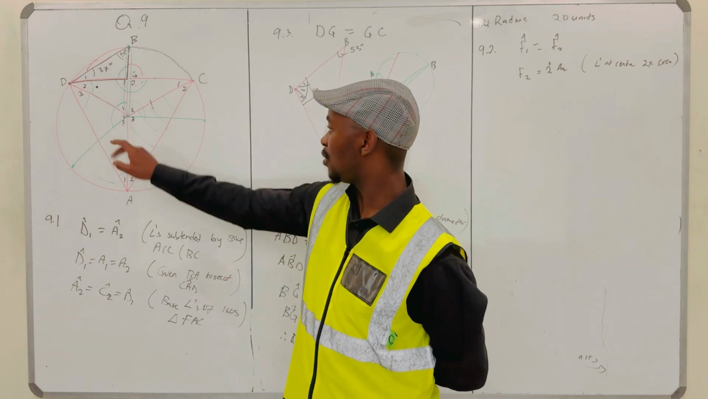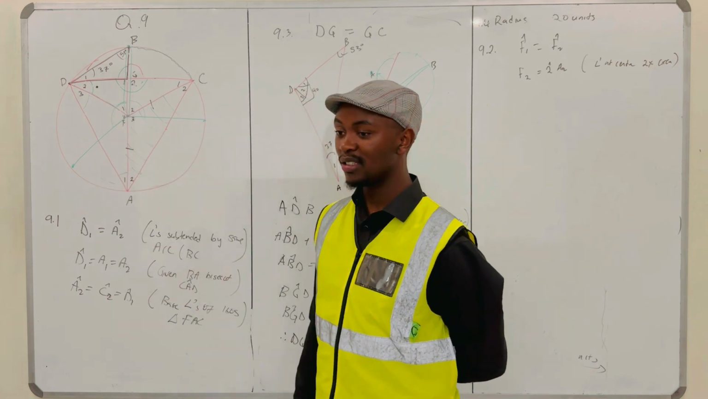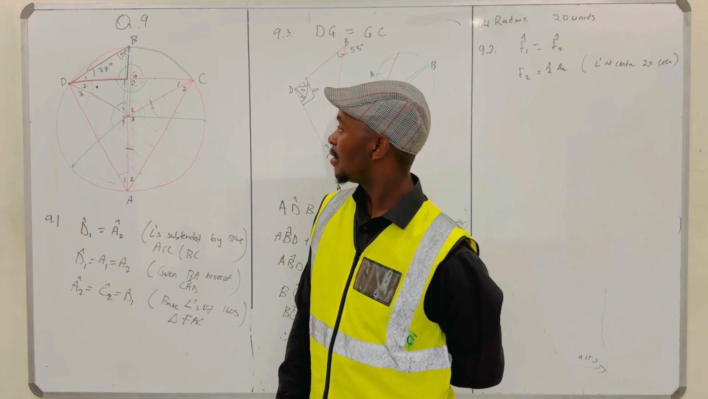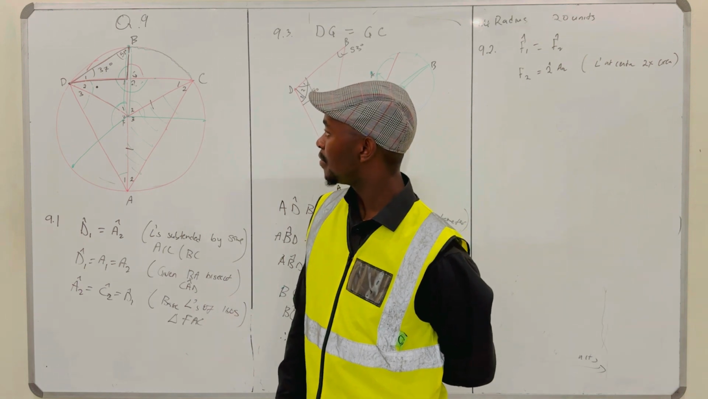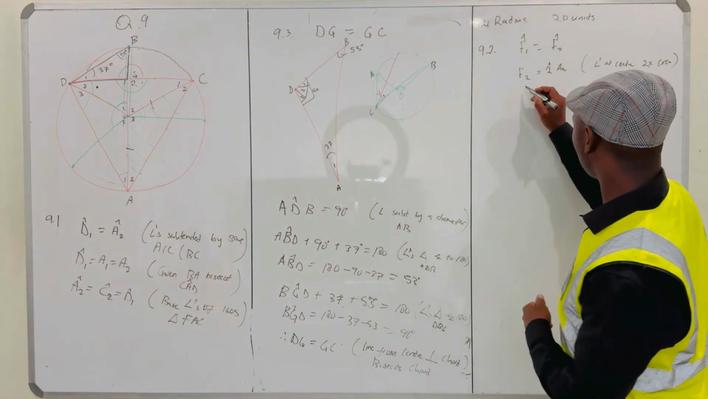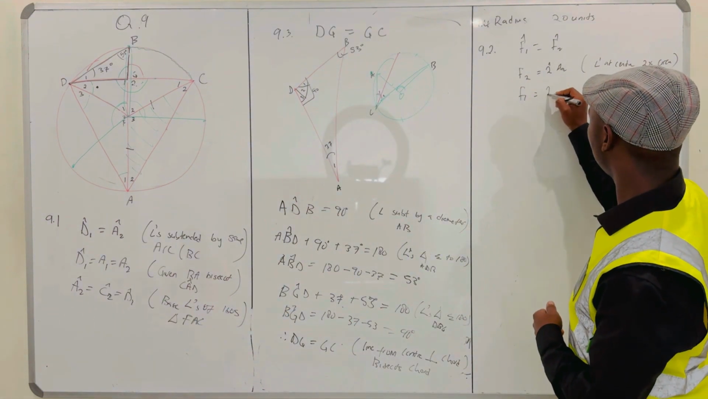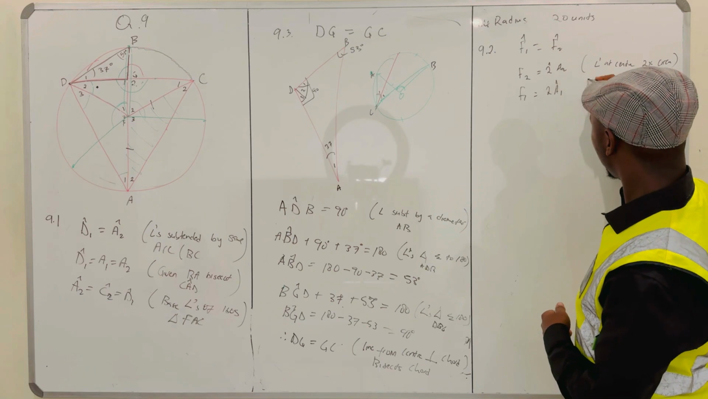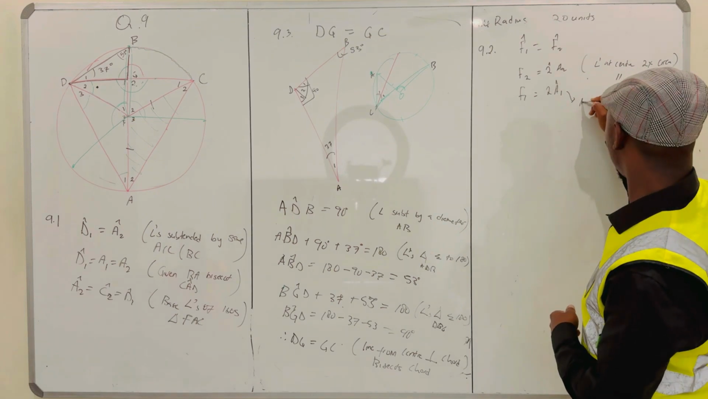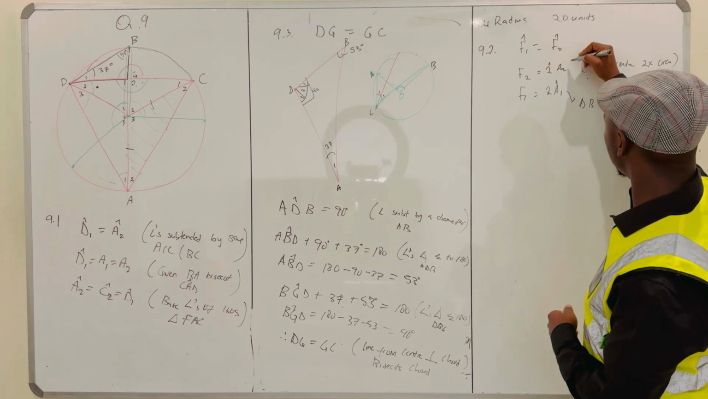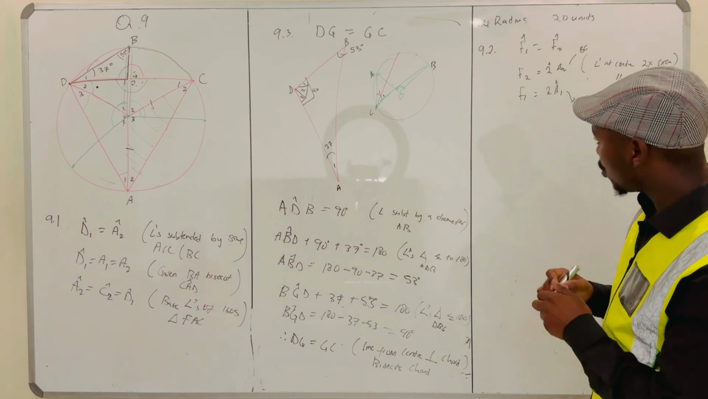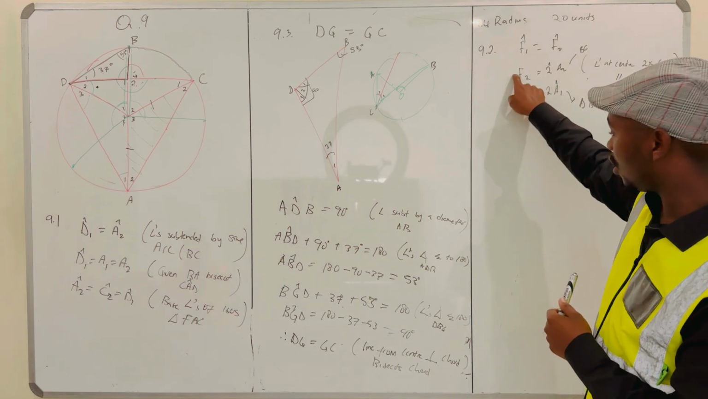Why would you say angle F1 is twice angle A1? Because they're both subtended by DB. So they're both subtended by the same arc, chord. Yes, that is correct. F1 is equal to 2 times angle A1 because this one is subtended by the same arc DB and this one is subtended by the same arc BC. But how do we conclude that this angle F1 is equal to angle F2?